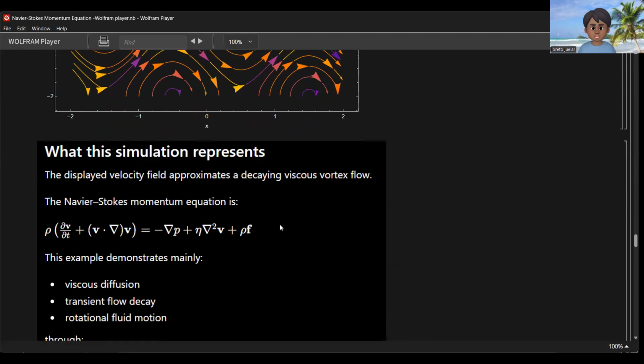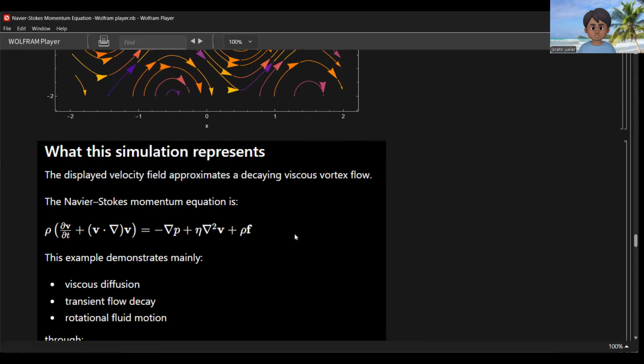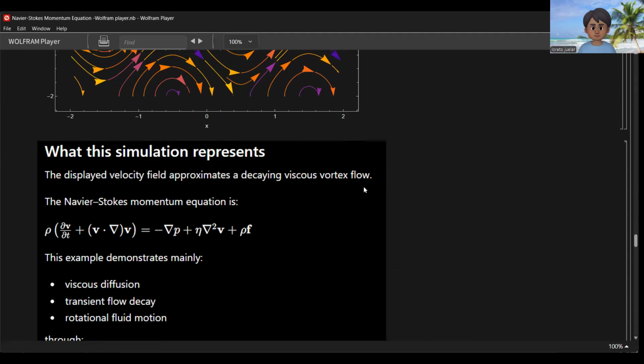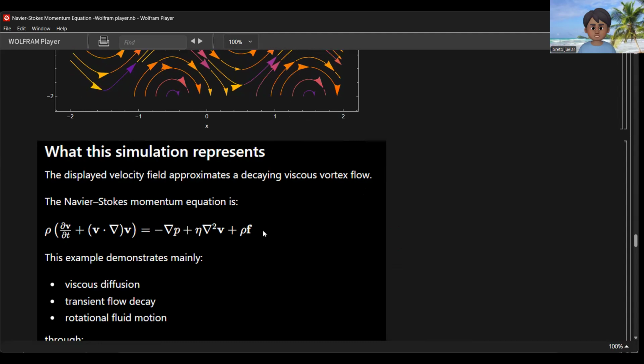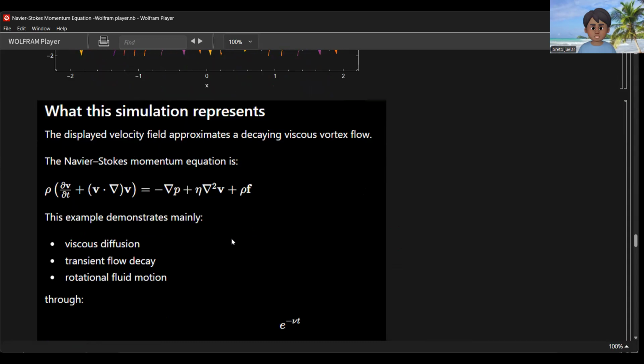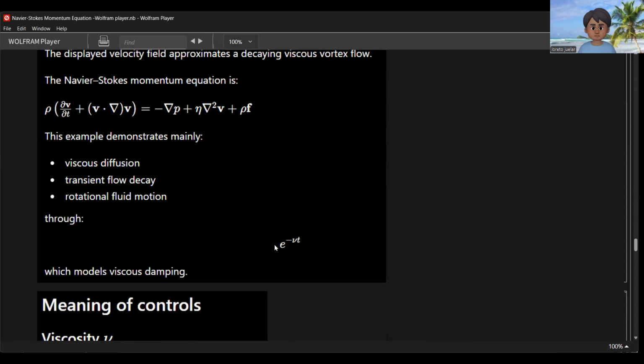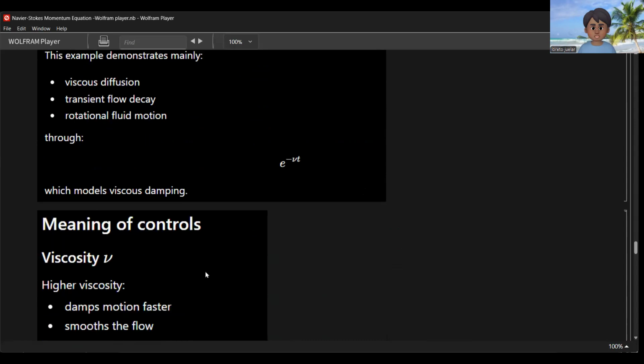What this simulation represents: the displayed velocity field approximates a decaying viscous vortex flow. The Navier-Stokes momentum equation is this one. This example demonstrates mainly the viscous diffusion, transient flow decay, and fluid motion through this term, e to the negative of the dynamic viscosity times time, which models viscous damping.